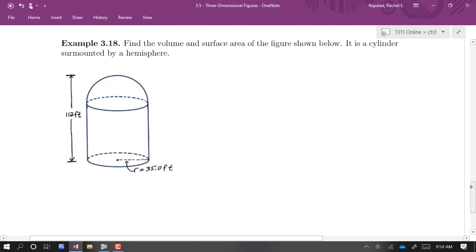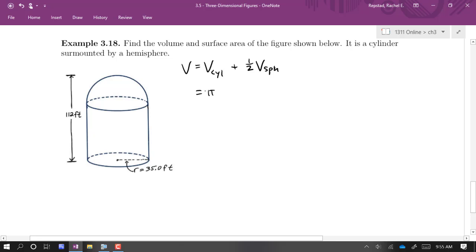All right, one more example to go here. We're going to find the volume and surface area of this figure. We have a cylinder surmounted by a hemisphere, so it looks kind of like a silo or something. Let's start with the volume. We're going to get that by adding the volumes of the two components here. So the volume of the cylinder plus, and we have a hemisphere, so that's half a sphere. I'm going to write that as half the volume of a sphere.